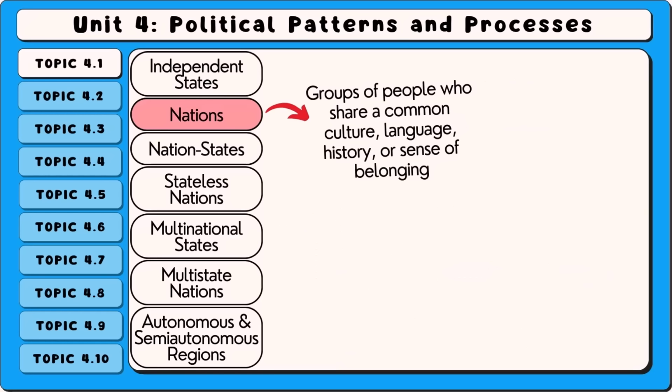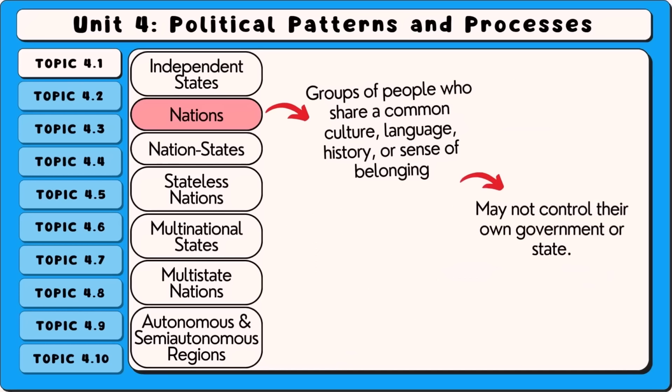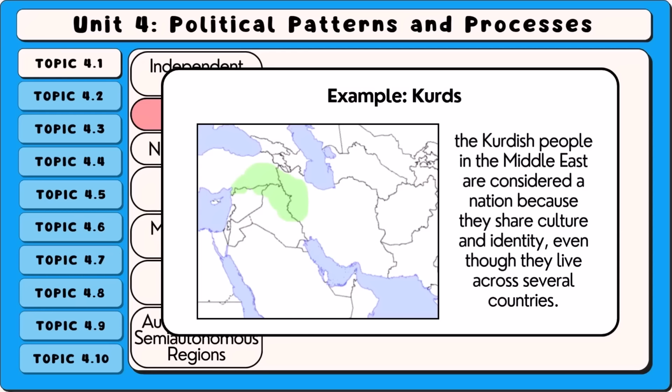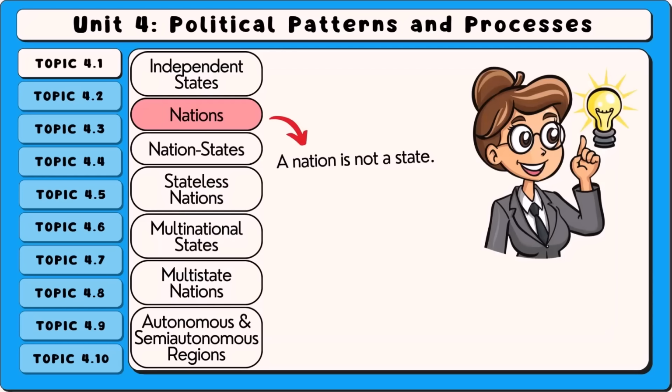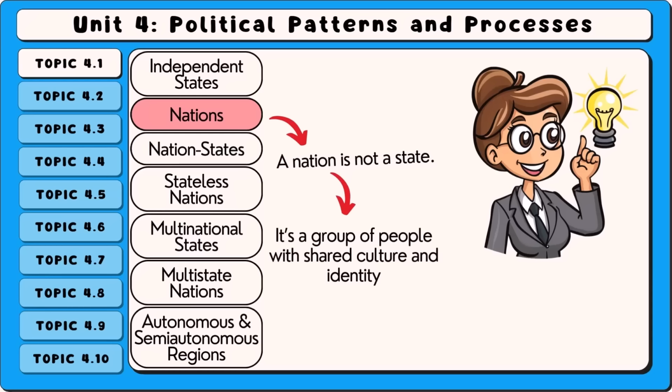Nations are groups of people who share a common culture, language, history, or sense of belonging, even if they do not control their own government. For example, the Kurdish people in the Middle East are considered a nation because they share culture and identity, even though they live across several countries. The concept of a nation, and in particular that a nation is not a state, is very important to understand for this lesson. To reiterate, a nation is not a state. It's a group of people with shared culture and identity.